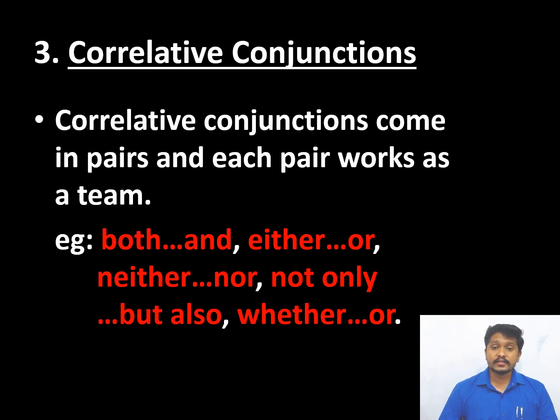Now the third one is correlative conjunctions. Correlative conjunctions come in pairs, and each pair works as a team. There is no particular rule for this one. For example: both and, either or, neither nor, not only but also, whether or. These are all pairs of conjunctions which work as a team. Let us see a few examples of the use of correlative conjunctions.